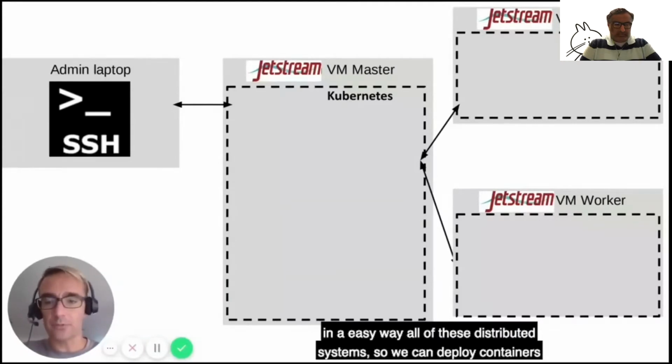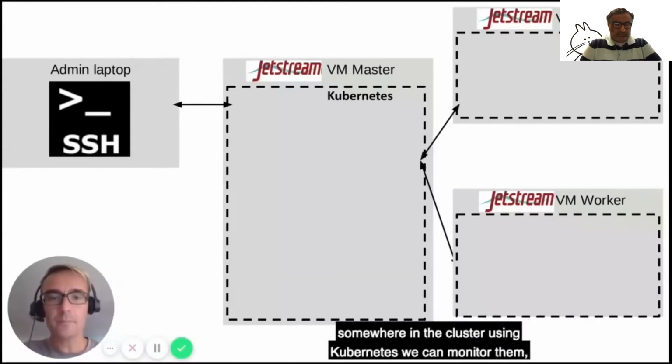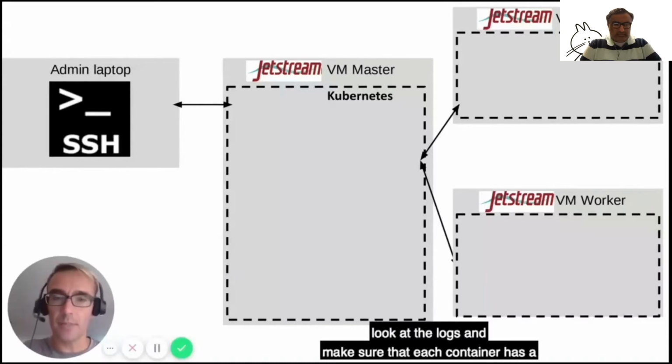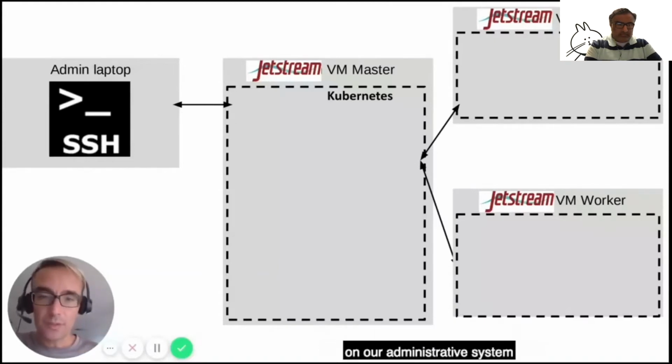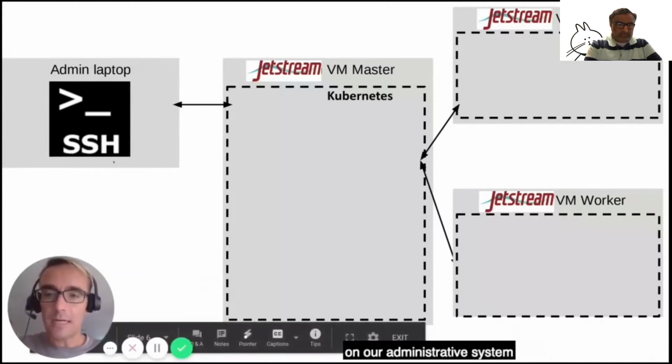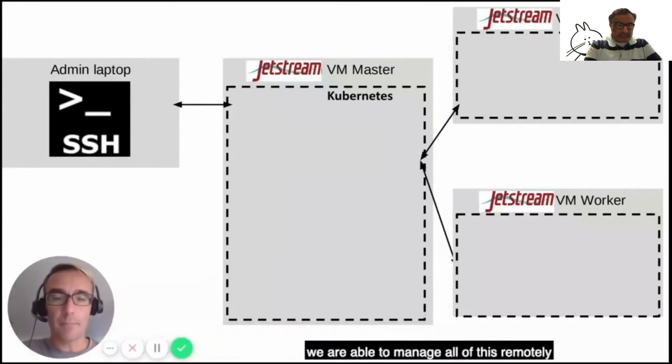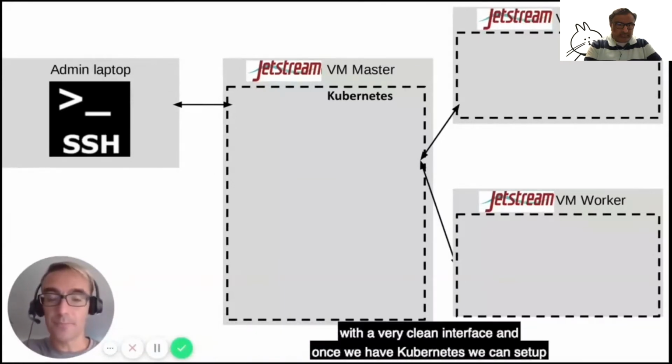So we can deploy containers somewhere in the cluster using Kubernetes. We can monitor them, look at the logs, and make sure that each container has a preset amount of CPU and RAM resources. And then we have, of course, this on our administrative system. We are able to manage all of this remotely with a very clean interface.